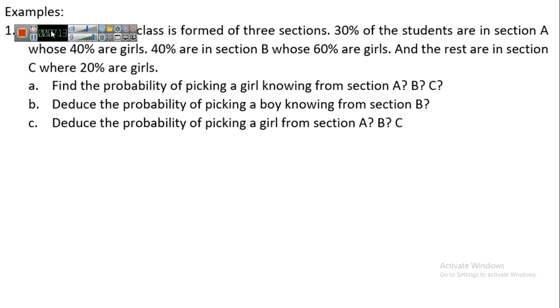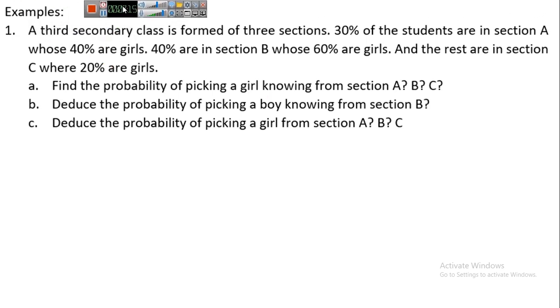So let us take an example to understand the conditional probability. A third secondary class is formed of three sections. 30% of students are in section A. So P of A, let me write the given first of all, P of A is 0.3.